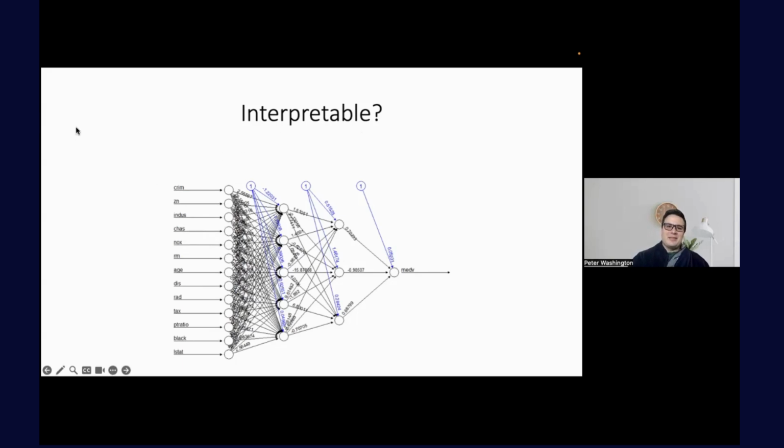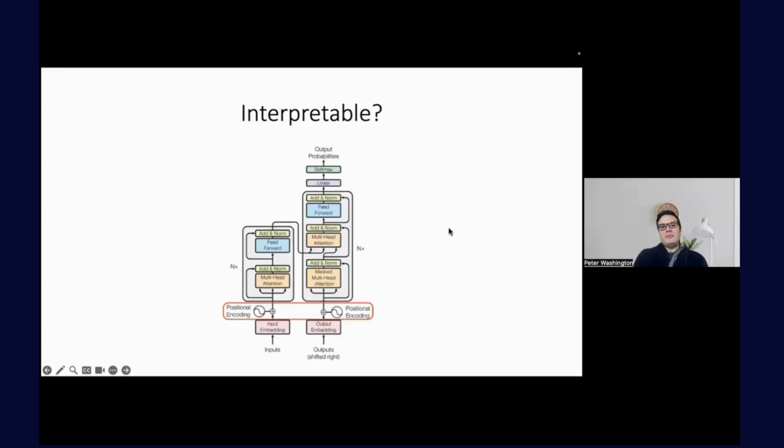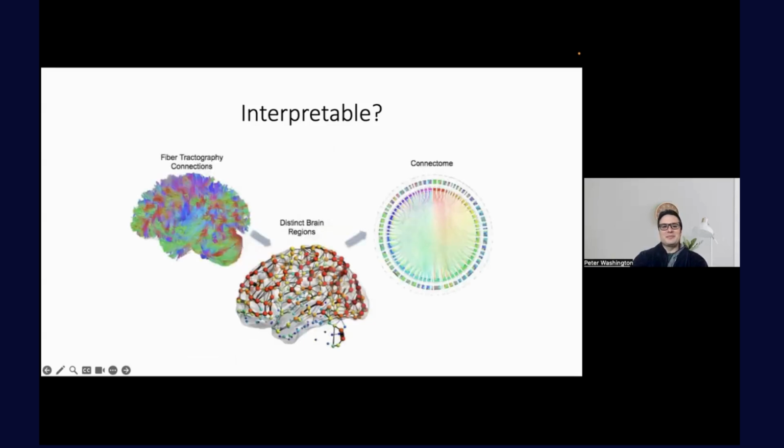So yeah, I think that it's not interpretable because there's so many weights we can't even see what the weights are. Here's an attention-based model, a transformer, very not interpretable. Here's a large network used for brain understanding, very not interpretable.